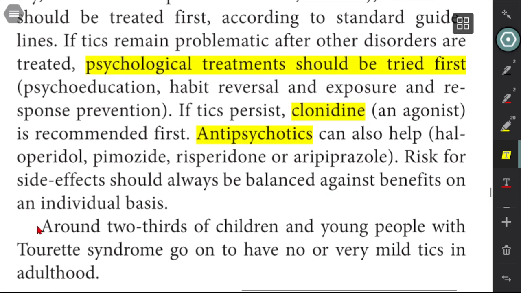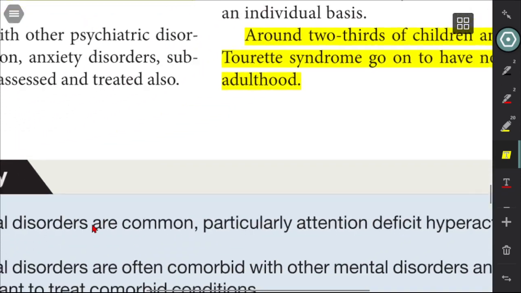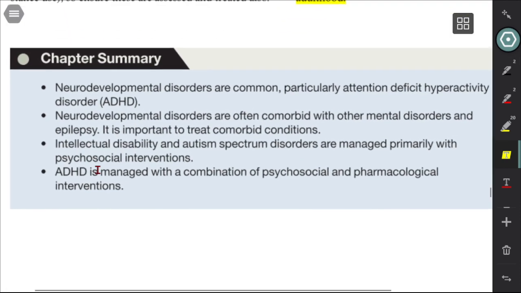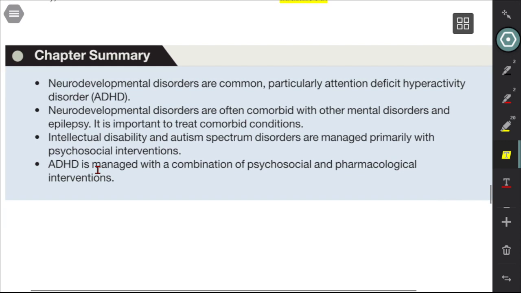Around two thirds of children and young people with Tourette syndrome go on to have no or very mild tics in adulthood. And that's good. So, we reach the chapter summary. Let's go there. Chapter summary.